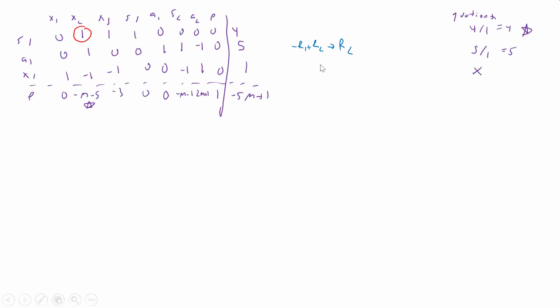We're going to take, wait a minute here, go back. We're going to take row 1 plus row 3. That's going to be our new row 3. And we're going to take what? M plus 5 times row 1 plus row 4. And that's going to be our new row 4.